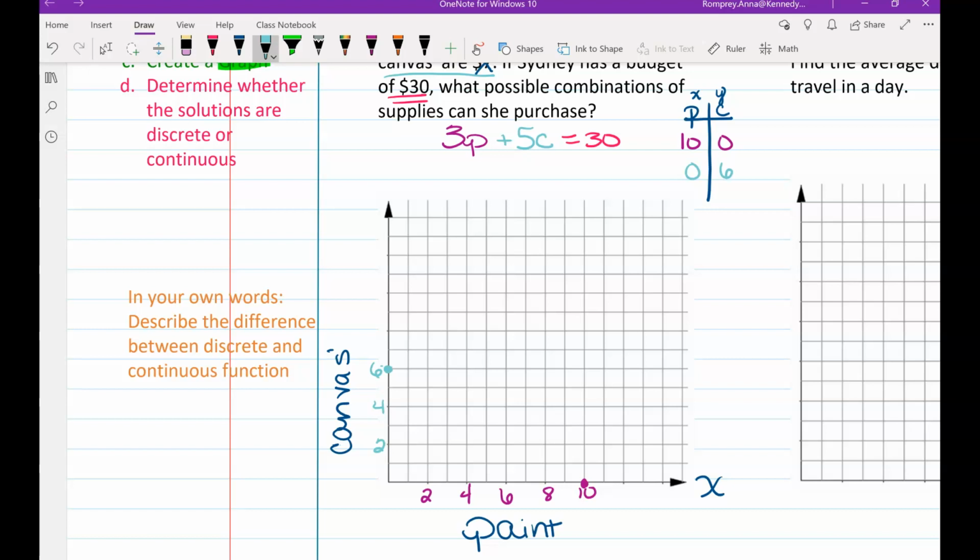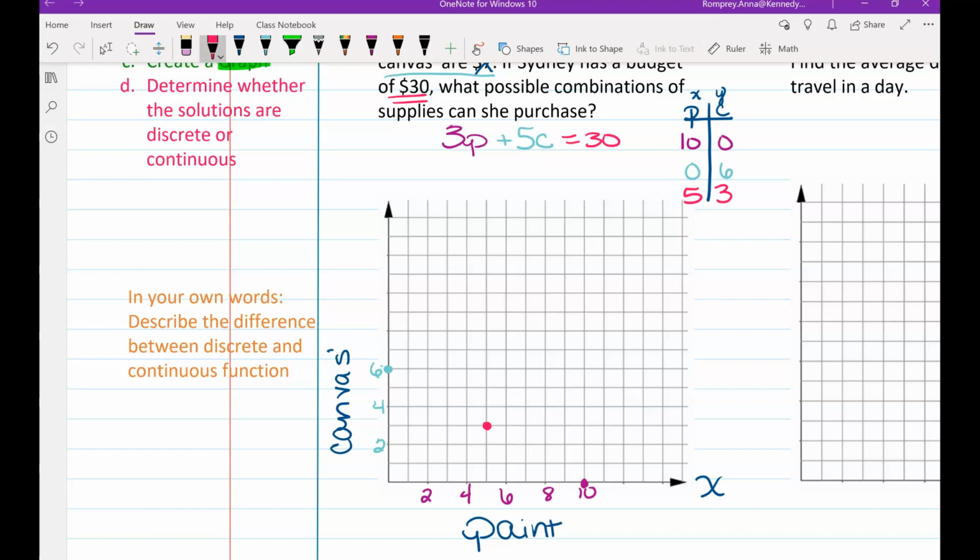So let's see. Well, 15 plus 15. So how many paints would I purchase to get $15 worth of paint? So 3 times 5. So 5 paints. And then to give me another 15, 5 times 3 canvases would give us a total of 30 bucks. 3 times 5 is 15. 5 times 3 is 15. So 5, 3. That is going to give us another data point.